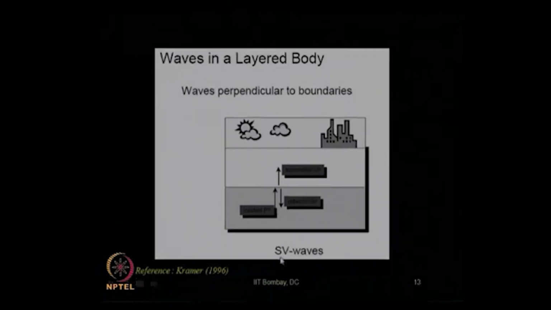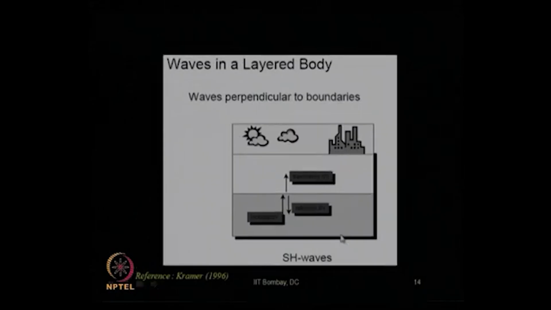But if we have SV waves, that is shear waves in the vertical direction, waves perpendicular to the boundaries, that is, a vertical SV incident wave will have the same reflected SV wave and transmitted SV wave, and a vertical incident SH wave will have a reflected SH wave and a transmitted SH wave. So, these three cases are true only when we are talking about vertical incident waves. Remember, this is for only vertical incident waves.